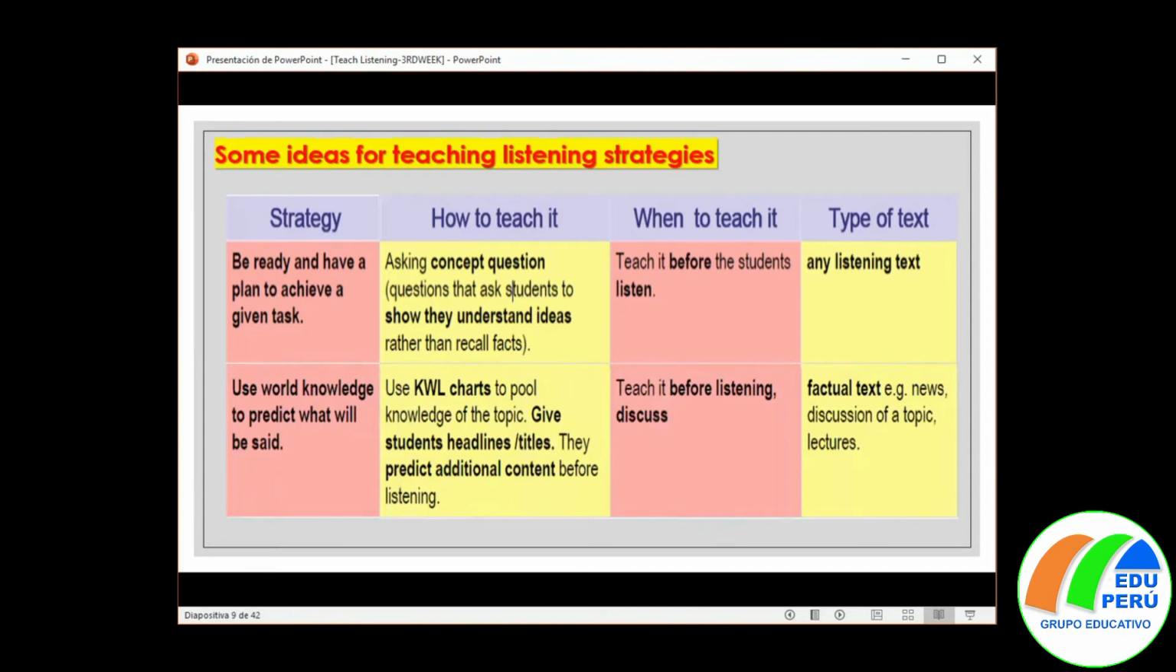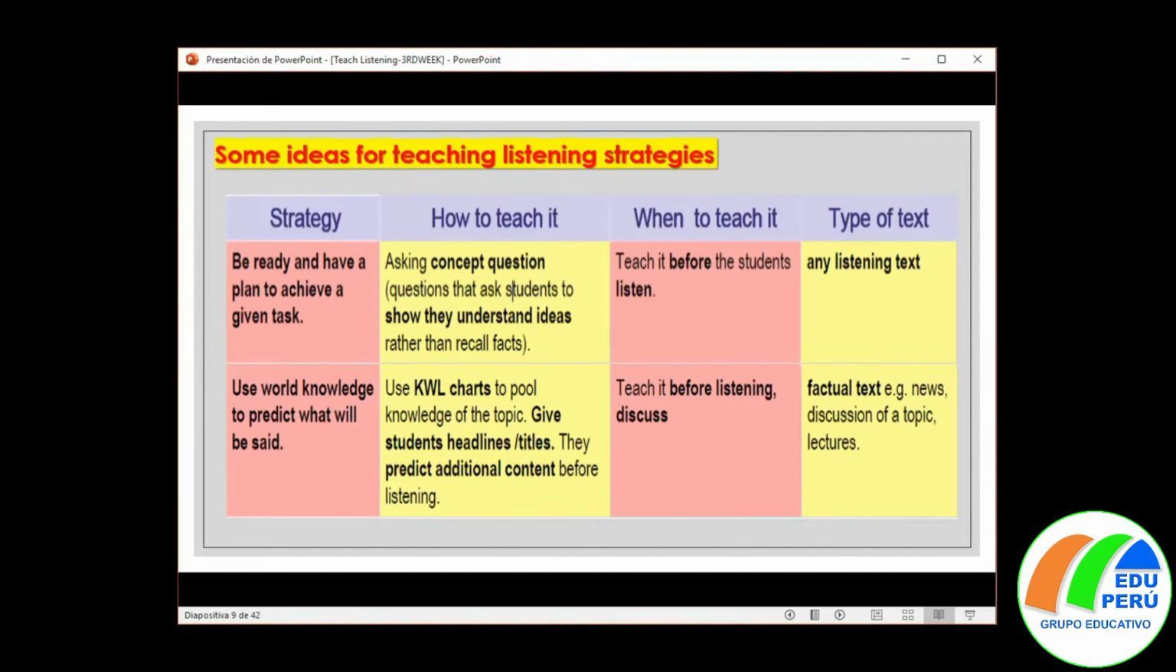Use word knowledge to predict what will be said. Here, for example, we talked about this point in the reading session, no? The KWL. Can you remember about it? The KWL charts. This is know, want to know, and learn. This is to pull knowledge of the topic. So give students headlines, titles, and they can predict additional content before listening. So they are going to use the word knowledge, the prior knowledge, their schemata. These two strategies are related to activating the schemata.